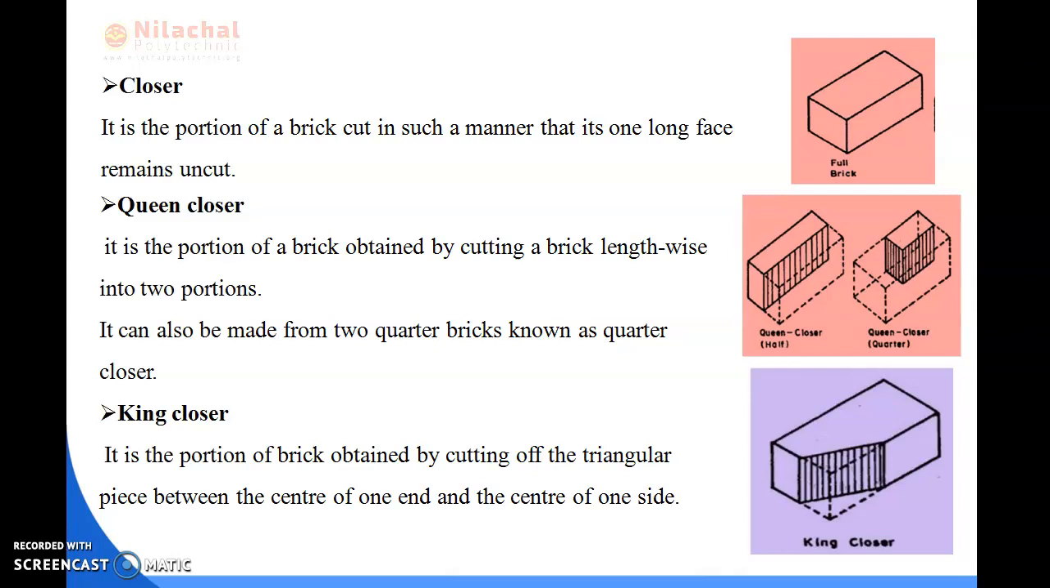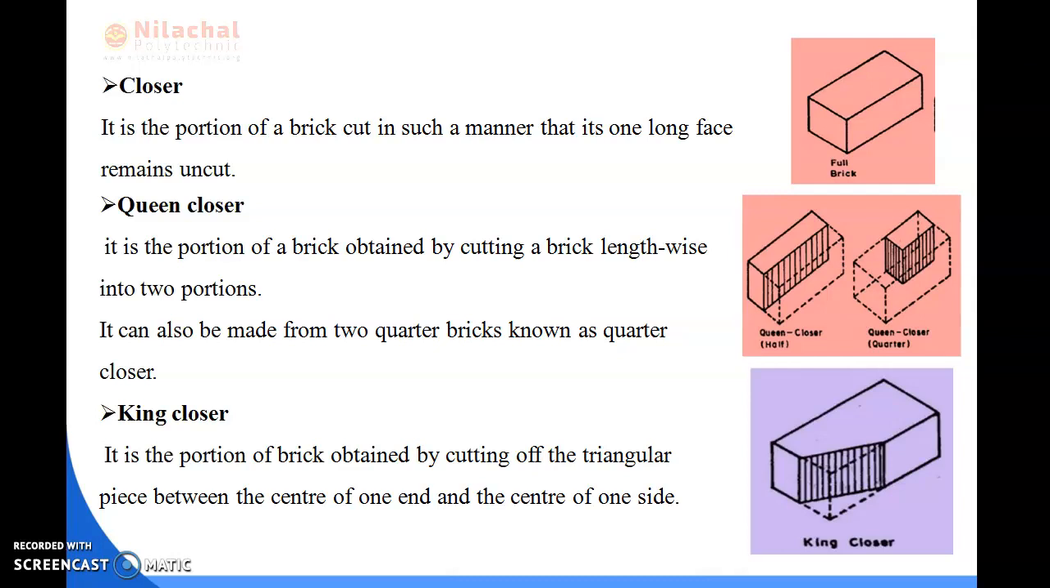What do you mean by masonry? What do you mean by brick masonry? What do you mean by lap, bed joint, header, stretcher, arrays, frog? I have already discussed these with you. So today we will be discussing closure.